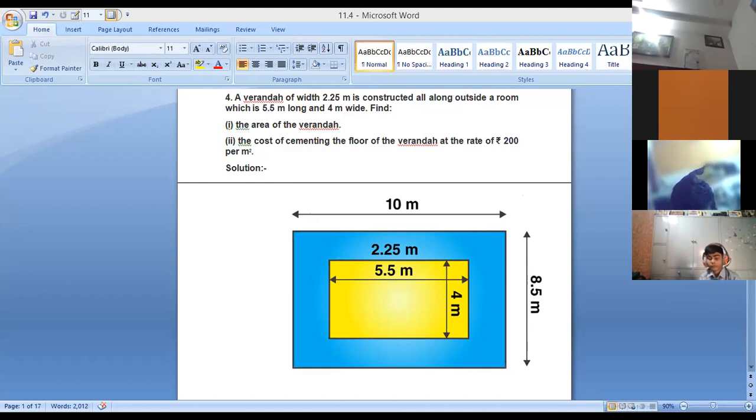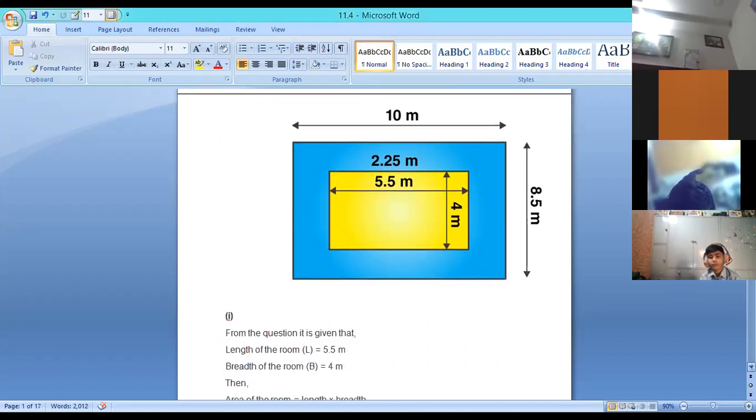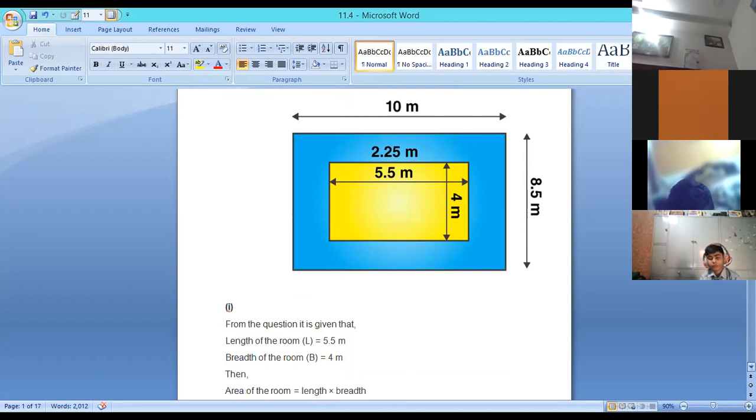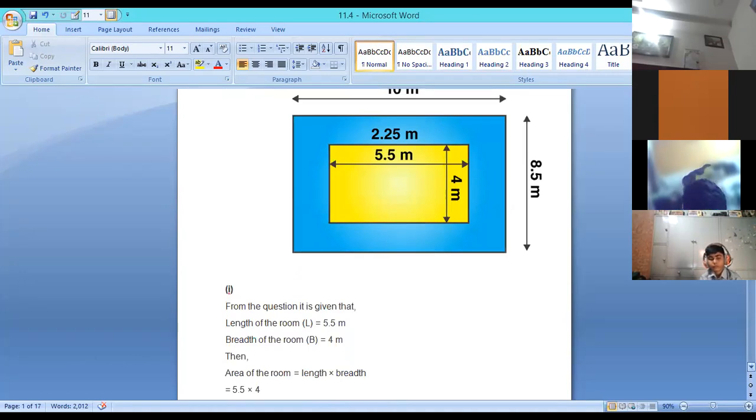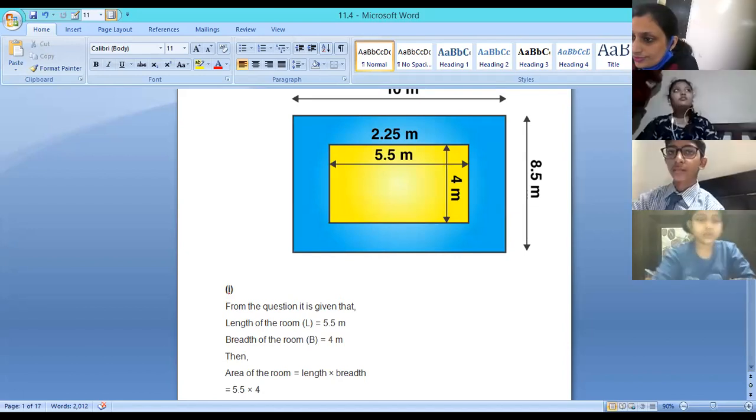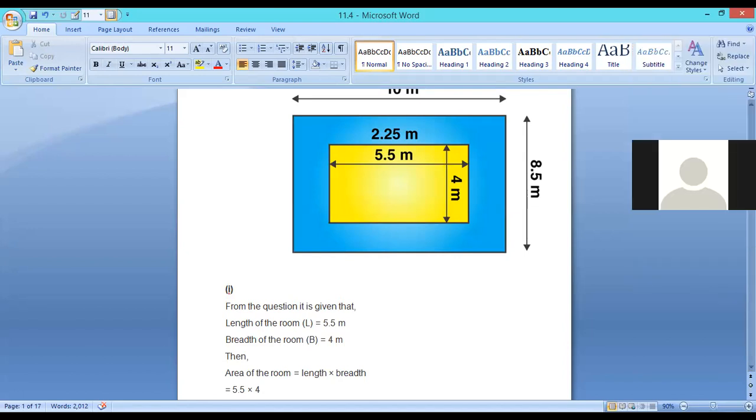For that, first of all, we'll take out the area of the room. That will be length into breadth. 5.5 will be multiplied by 4. So how much will you be getting when you are multiplying 5.5 with 4? Multiply it, children. 5.5 multiplied by 4. And take out the area of the room.